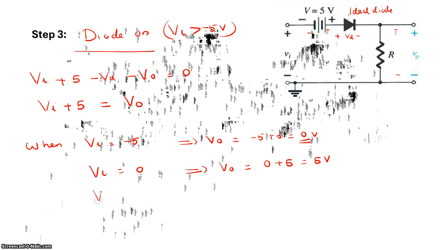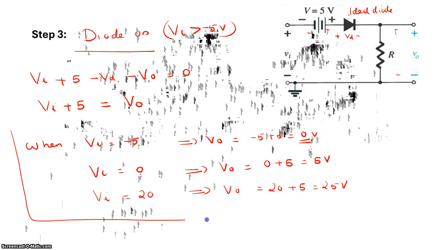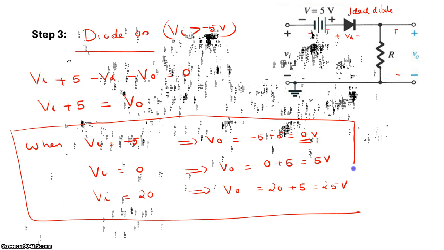Also, consider the condition where you take the peak value. If Vi is peak 20 volt, what is your output? So your output will be equal to 20 plus 5, 25 volt. Now this is the case for diode on. Similarly, we need to find the case for diode off. So that is going to be your step 4.